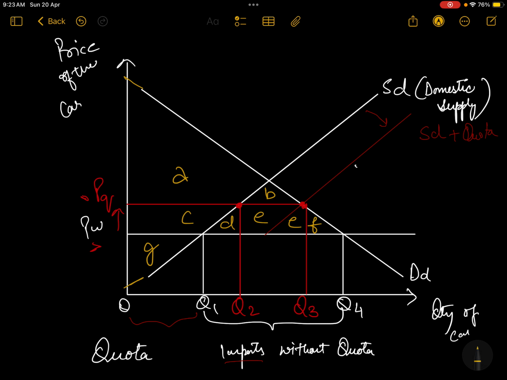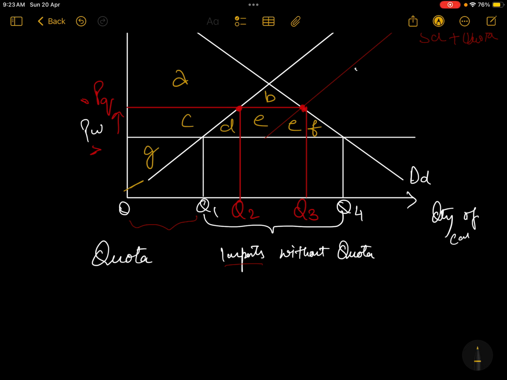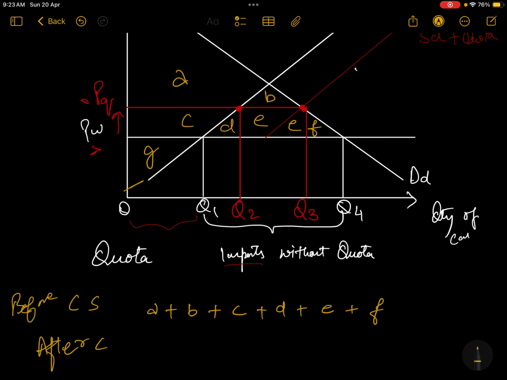Looking at these areas, let me write the consumer surplus before and after. The consumer surplus before was A plus B plus C plus D plus E plus F. This is at free trade. But once the quota has been implemented, the consumer surplus is left with only A plus B. It is very important to identify this whenever you write the explanation for this graph.